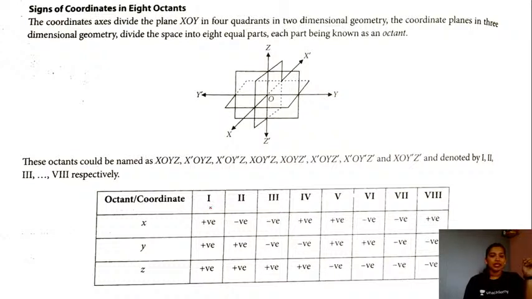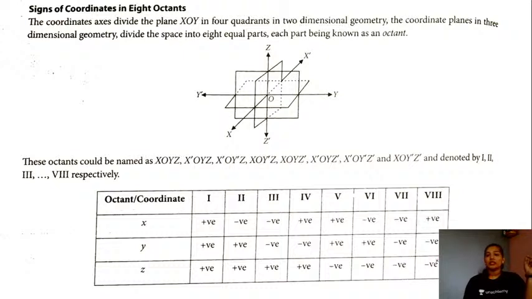So this would be the sign of x, y and z in the first octant, that is all positive. In the second octant it is going to be negative, plus, plus. In the third octant it is going to be negative, negative and plus. In the fourth octant it is going to be positive, negative, positive. In the fifth octant it is going to be positive, positive, negative. In the sixth it is negative, positive, negative. In the seventh it is going to be negative, negative and negative. And in the eighth it is going to be positive, negative and negative.